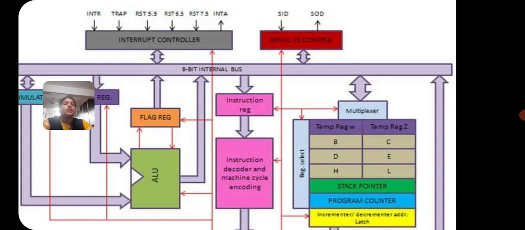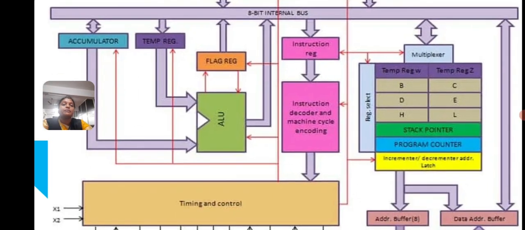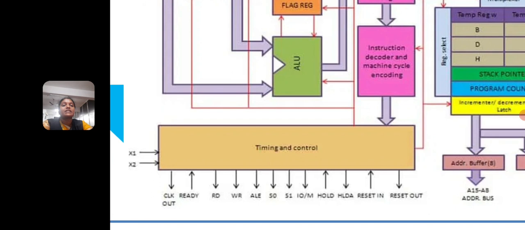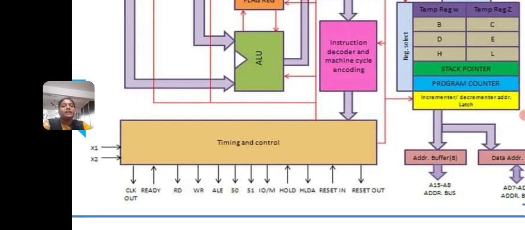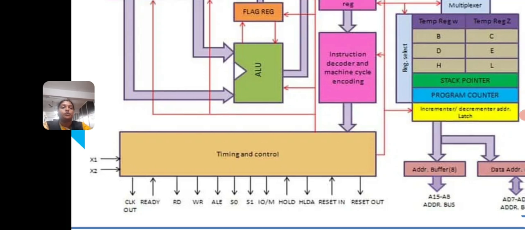The serial input output control is used to connect the microprocessor through serial mode, and X1 and X2 are used to connect the crystal oscillator. Crystal oscillators are used to generate a clock signal, and various signals are clock out, ready, read, write, ALE, S0, S1. S0 and S1 are status signals, IO/M bar, that is input output or memory, HOLD, HLDA, RESET IN and RESET OUT. So these are the signals associated with the timing and control unit.